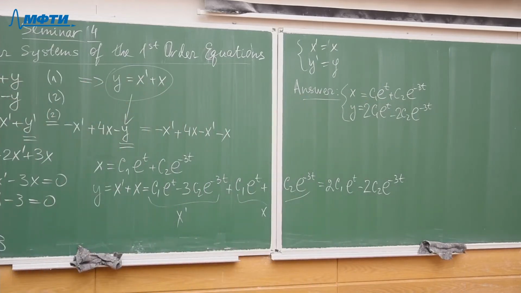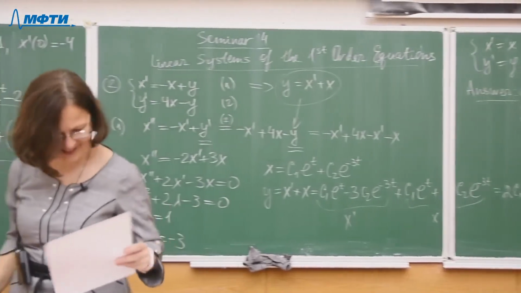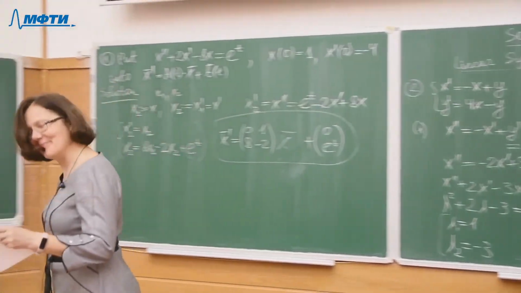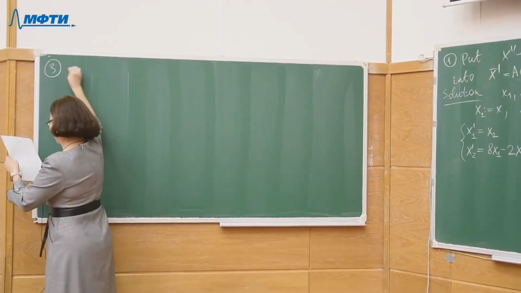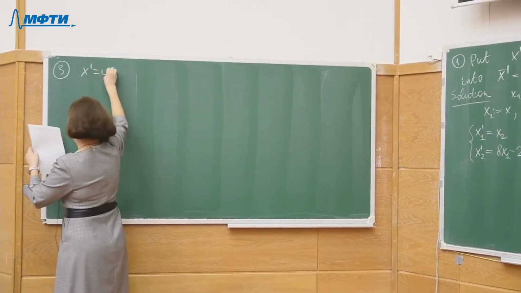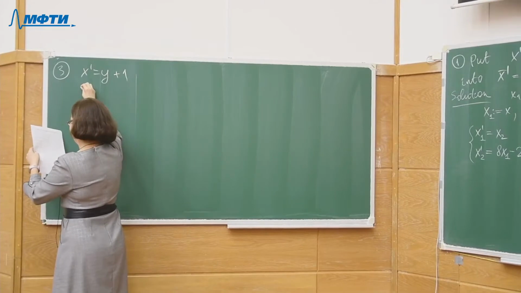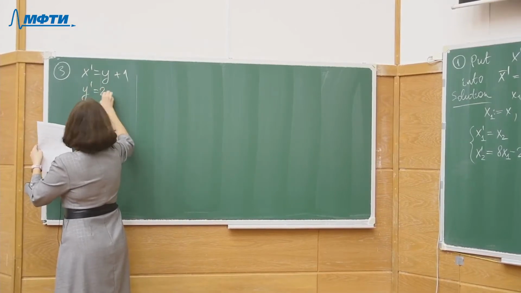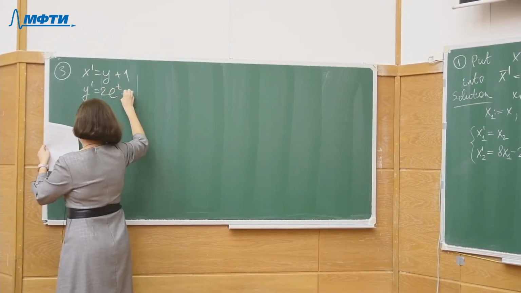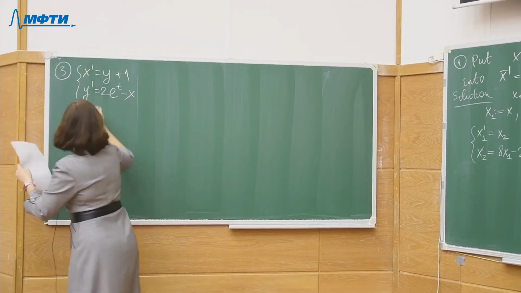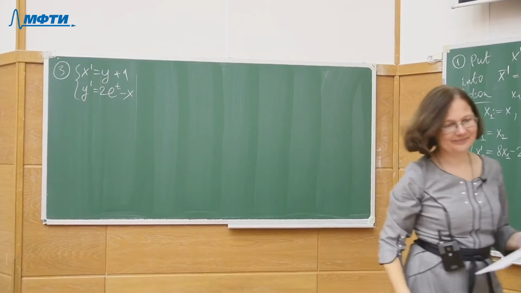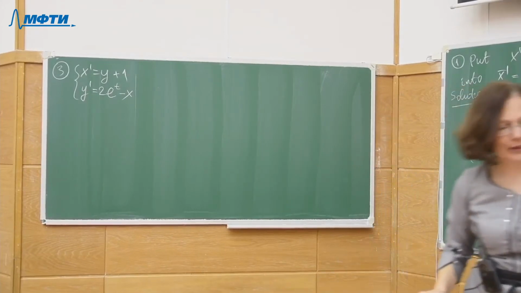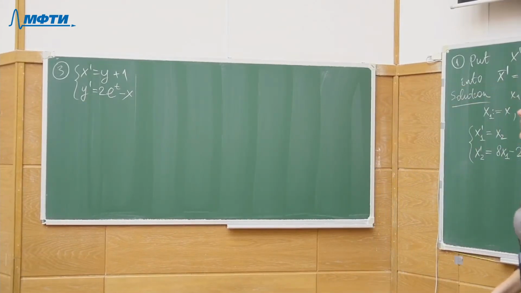Well, okay. Who wants to try to solve something? The same: x prime equals y plus 1 and y prime equals 2e to t minus x. I can try. Welcome. I will help you if you need help.